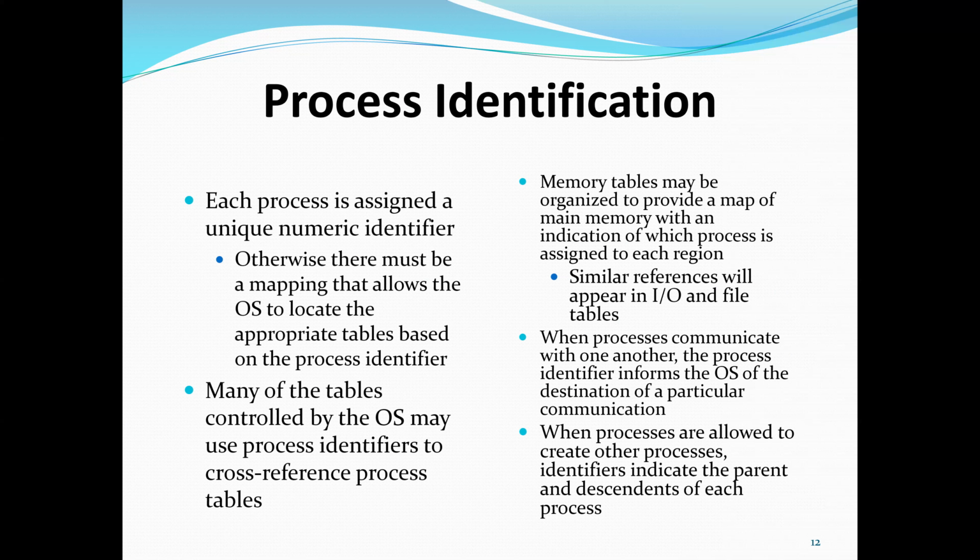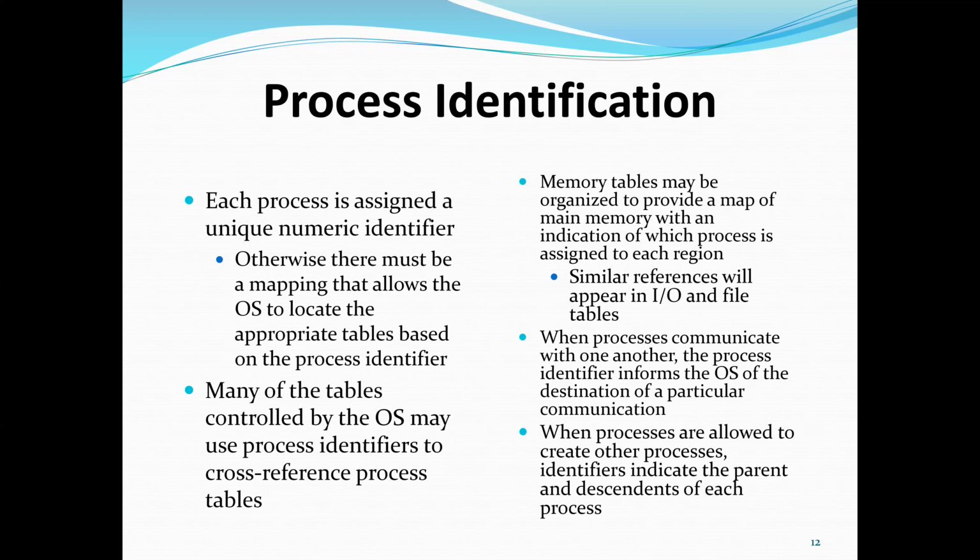Many of the other tables controlled by the operating system may use process identifiers to cross-reference process tables. So for example, the memory tables may be organized so as to provide a map of main memory with an indication of which process is assigned to each region. Similar references will appear in I/O and also the file tables. When processes communicate with one another, the process identifier informs the operating system of the destination of a particular communication.